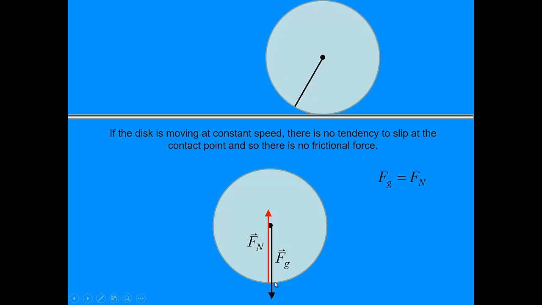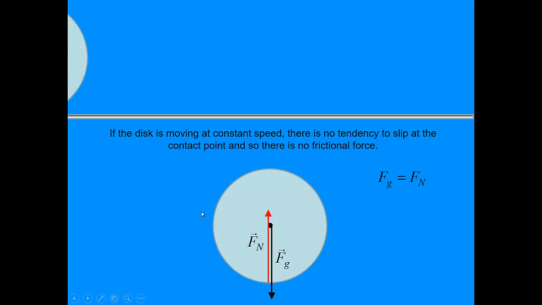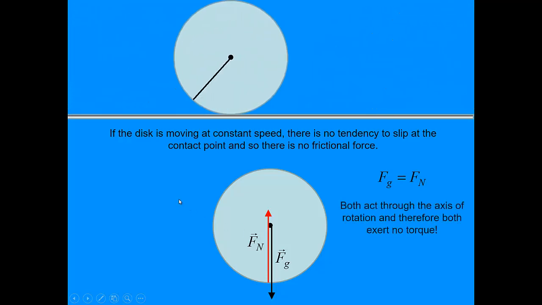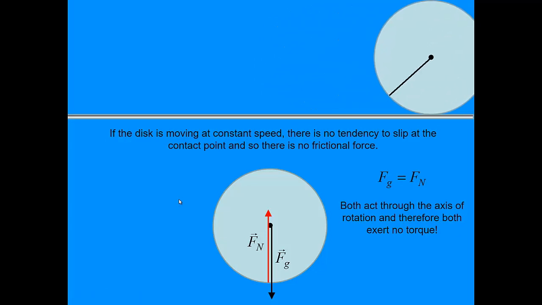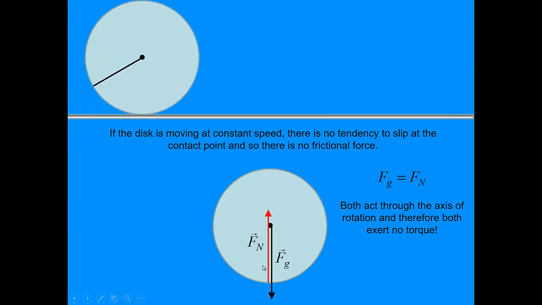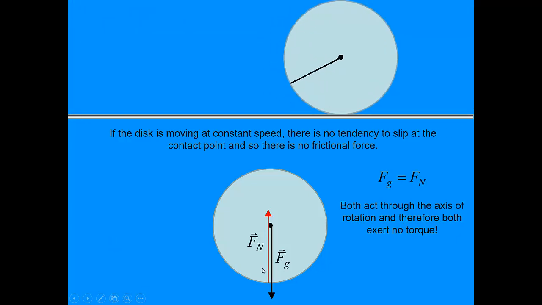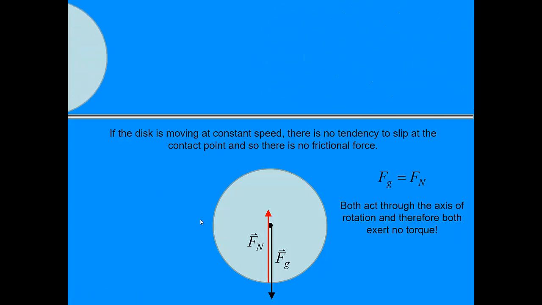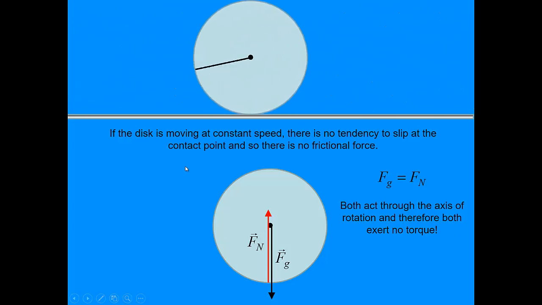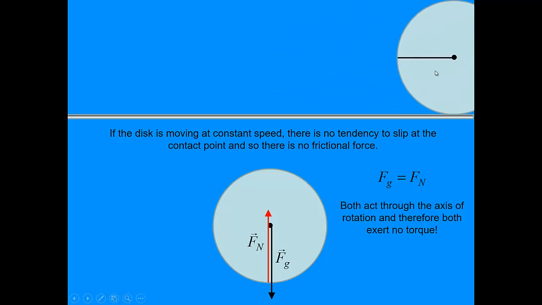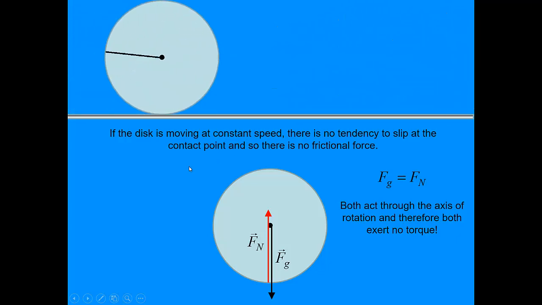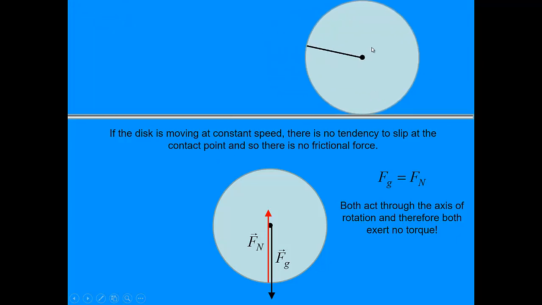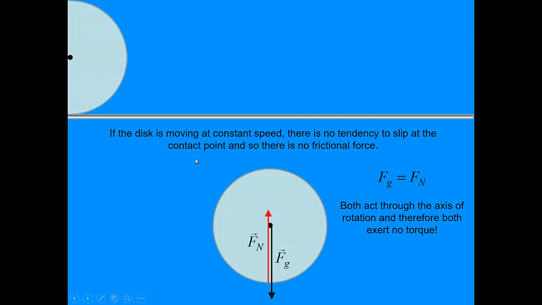And notice that both of these forces act through the axis of rotation, and that means they exert no torque. Since there's no torque acting on it, it can't change its angular velocity. So it rolls constantly. The center of mass moves at a constant linear speed, and the object rotates at a constant angular velocity.